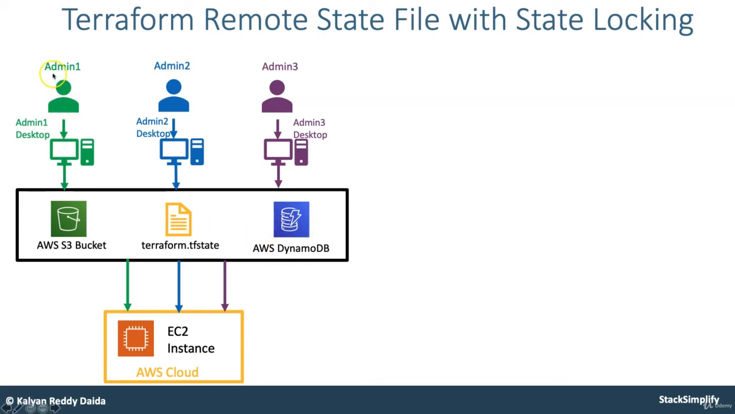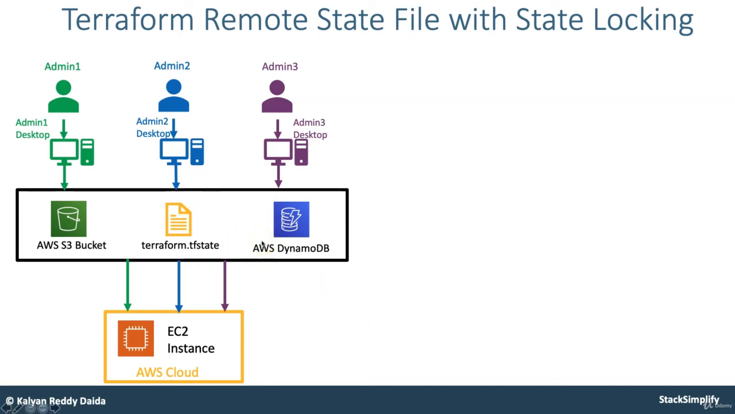Now at any point of time, if admin 1 tries to provision or change the infrastructure using Terraform, this terraform.tf state file will be in the lock state. Whenever you run Terraform plan or Terraform apply, first it will lock the state, then perform the changes, and after that it will release the lock. This means that at the same time, if admin 2 or admin 3 tries to access the terraform.tf state, it will not be accessible for them, or they will not be allowed to provision any changes. That's the check we are going to enable using the DynamoDB table.